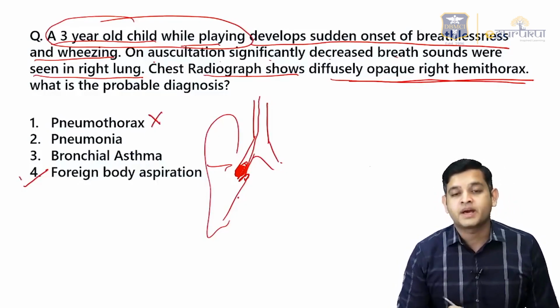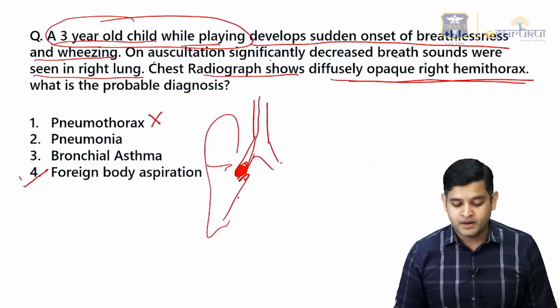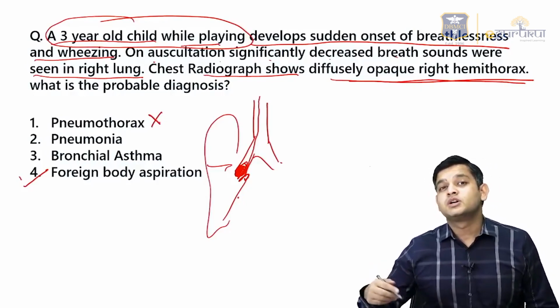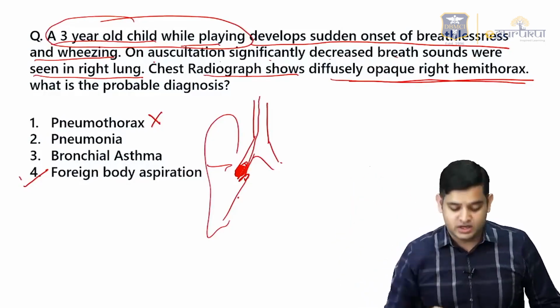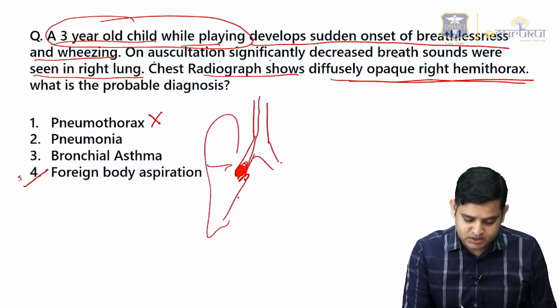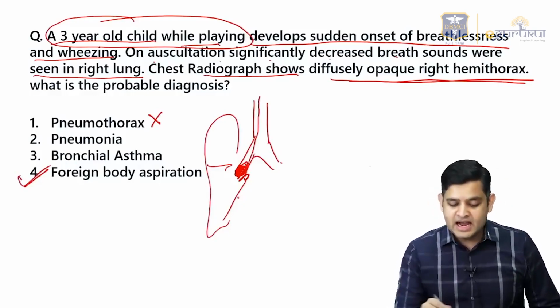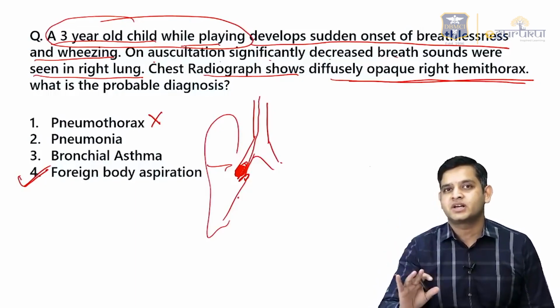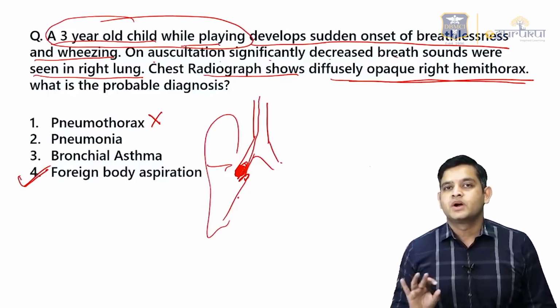Pneumothorax cannot be opaque. Pneumonia can be opaque, but it will not be diffusely opaque; it will be a focal area. Bronchial asthma will not have an opacity over here. So this is the only answer that is left. A 3-year-old child while playing develops respiratory distress: think of a foreign body.